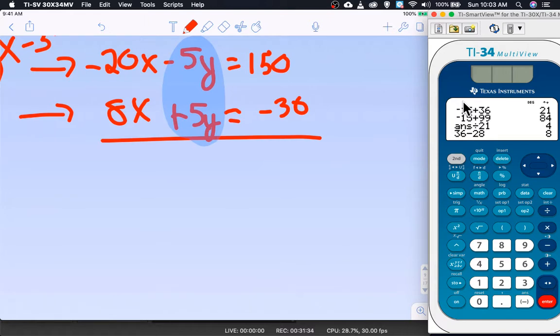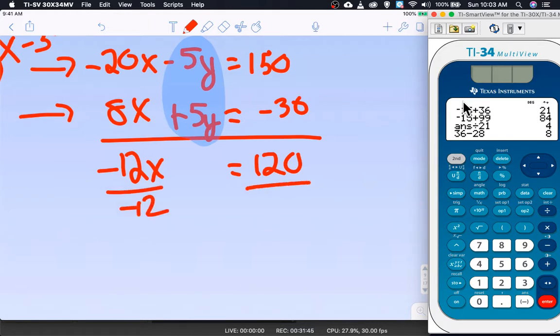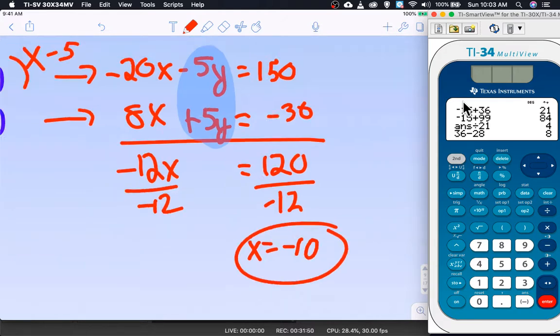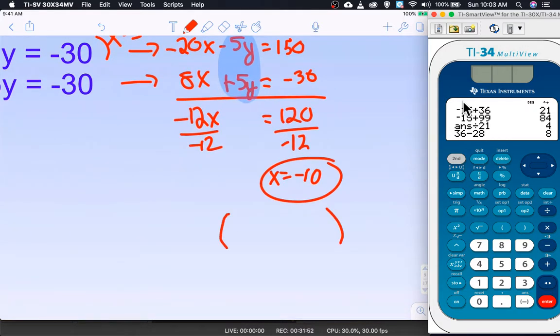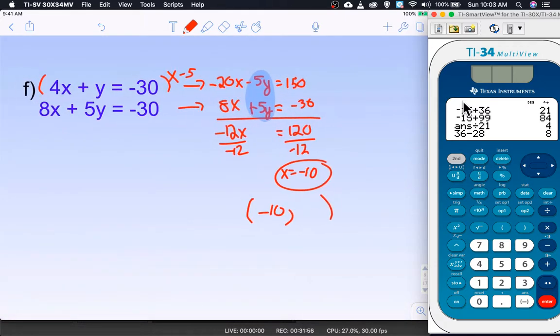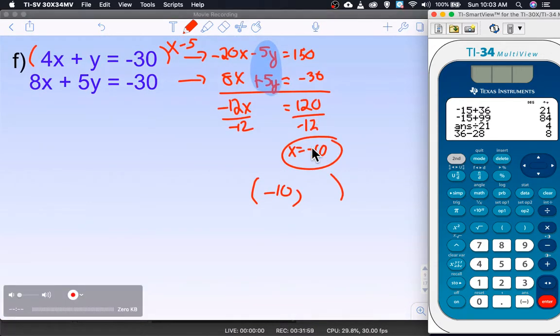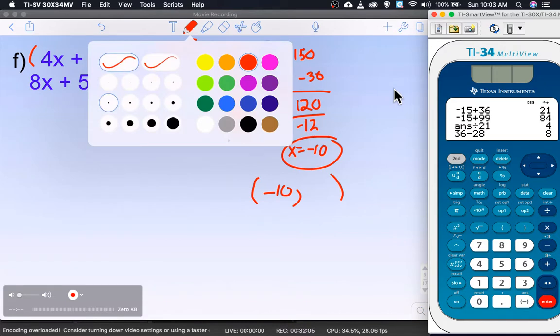They're gone. My x's, let's see. That's -12x, and then that is 120. That's fairly easy to solve. Divide by -12 on both sides, and x equals -10. I now have the x coordinate for my solution. To get the y coordinate, I'm going to take this x of -10 and plug it into one of my equations. I'm just going to pick the bottom one because it's right here, and let's solve it.